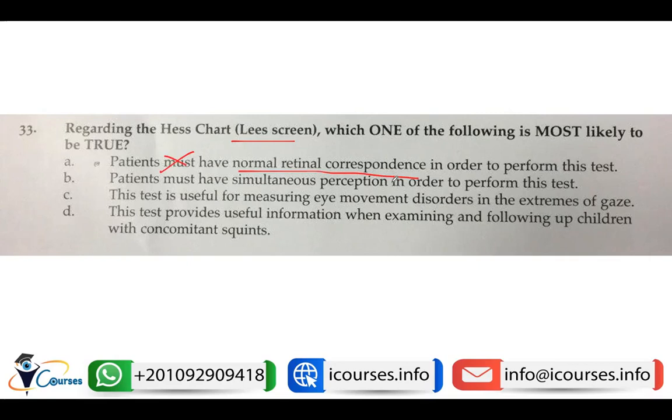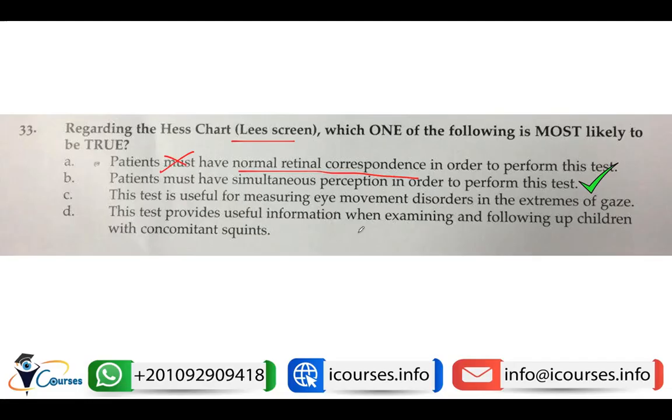Patient must have simultaneous perception in order to perform this test. This is true. Simultaneous perception is a prerequisite for the test because, as I told you, this test depends on dissociation between both eyes. If the eyes cannot see at the same time, for example if one eye has suppression, then the test will be of no value.